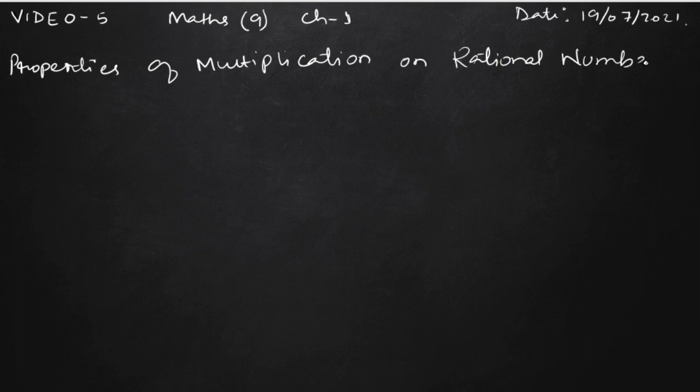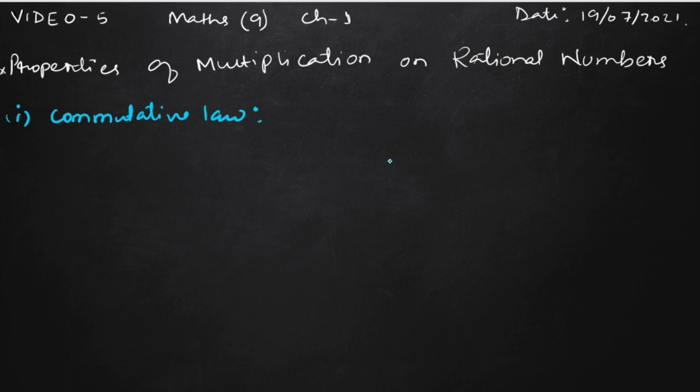Okay, so our first property is our commutative law. Multiplication on rational numbers is commutative. We have already learned the commutative law for addition. We are learning the properties of multiplication now.